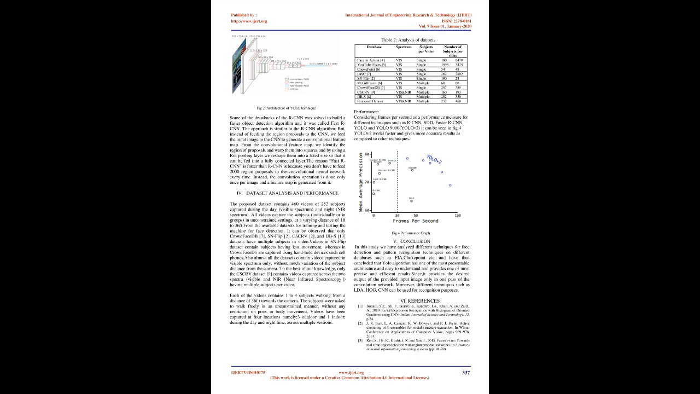YOLO divides the image into a grid of 13 by 13 cells. Suppose an image is displayed, then usually we have to detect all the classes that are in the image. Each of the 13 by 13 cells is responsible for predicting 5 bounding boxes. YOLO also outputs a confidence score that tells us how certainly that predicted bounding box actually encloses some object.